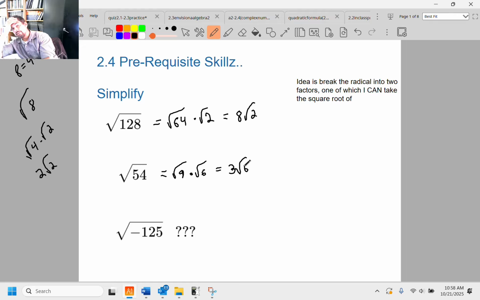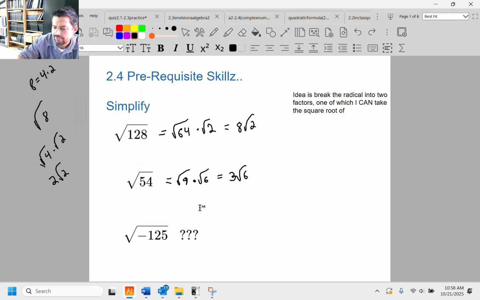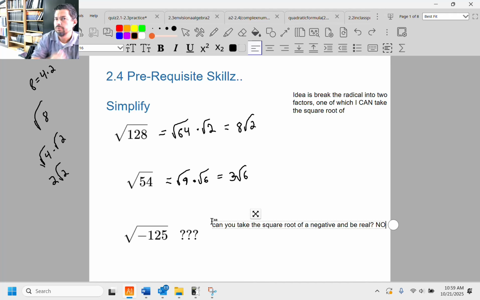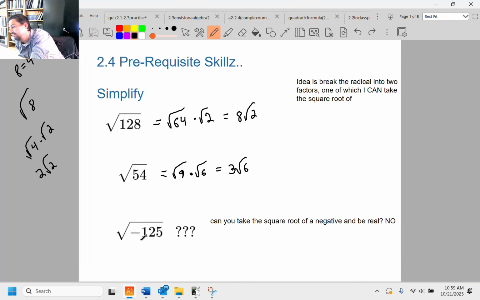Now look at this one that I put on here. The question is, can you take the square root of a negative? A lot of kids think you can, and you actually can't. Can you take the square root of a negative and be real? The answer to that is no. But we can do a little bit so far, okay? So I know that 125 is 25 times 5. And I'm just going to leave that negative 5 in there right now. This would become 5 root negative 5.